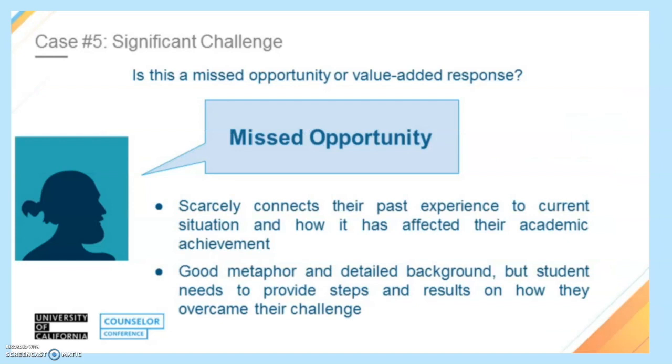This is a missed opportunity. While this story was moving and compelled really strong feelings of hoping the student continues to flourish, it doesn't really translate into a sense of how what happened in middle school is relevant to the current experience of the student.